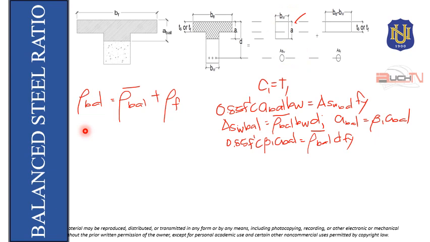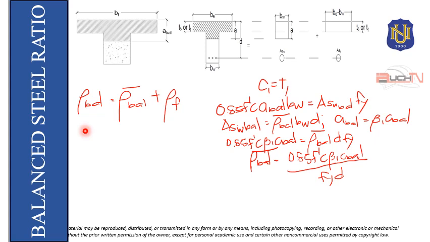Singly reinforced rectangular beam na diagram. So, that will be rho balance bar is equal to 0.85 f'c beta 1 C balance divided by f_y d. Siya ngayon yung rho balance bar.